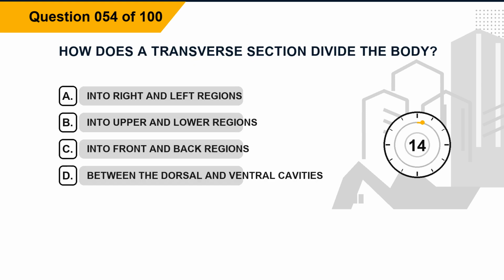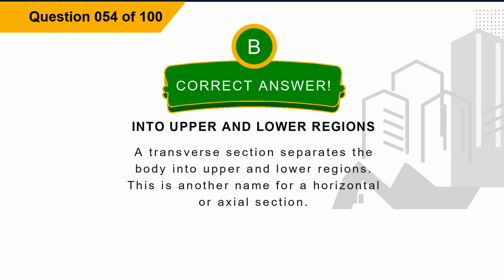Question 54. How does a transverse section divide the body? Option A, into right and left regions. Option B, into upper and lower regions. Option C, into front and back regions. Option D, between the dorsal and ventral cavities. The correct answer is option B, into upper and lower regions. Explanation. A transverse section separates the body into upper and lower regions. This is another name for a horizontal or axial section.